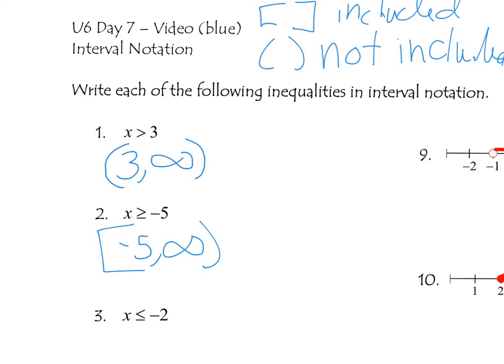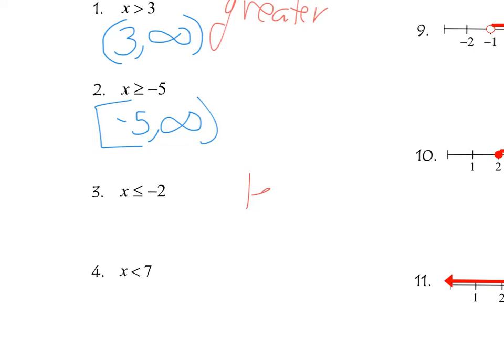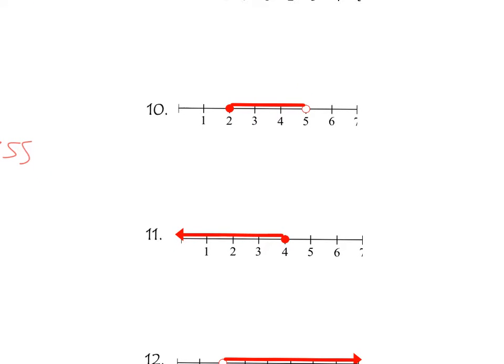Okay, so make sure you do know the difference between greater than versus less than, like in number 3. Okay? When you are looking at a number line, a couple things I want you to keep in mind. So if we look at number 10 here, we are starting at 2, and we are going until 5. 5 has an open circle, so it's not included. 2 has a filled-in circle, so it is included.